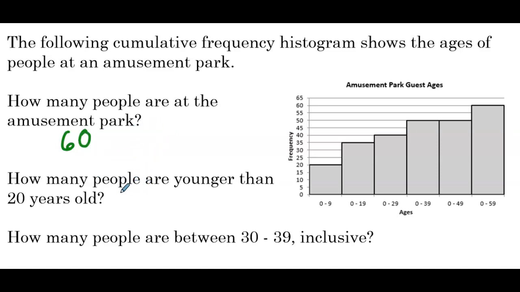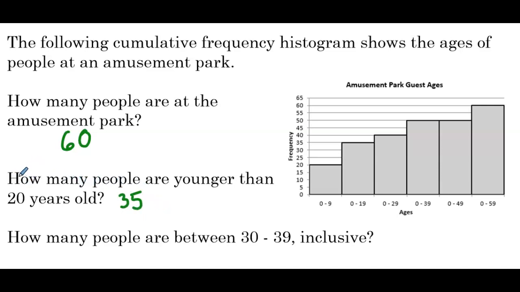How many people are younger than 20 years old? So we just have to go 0 to 19. Look at the frequency of that range. So 35. So there are 35 people at the park. Let's make that a nicer 5. 35 people at the park. Not cooperating with me here. 35 people at the park who are younger than 20 years old.